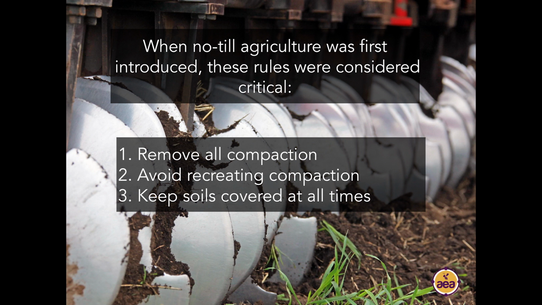It was widely described that if you wanted to be successful using no-till, you had to remove the compaction layer with iron, with equipment. You had to go out there with a subsoiler. However, you had to identify how deep your compaction layer was and get rid of it so that you had good gas exchange throughout the entire soil profile. The second rule was that you needed to avoid recreating that compaction layer and limit the traffic that you had across the field. And the third rule was that you needed to keep soils covered at all times.